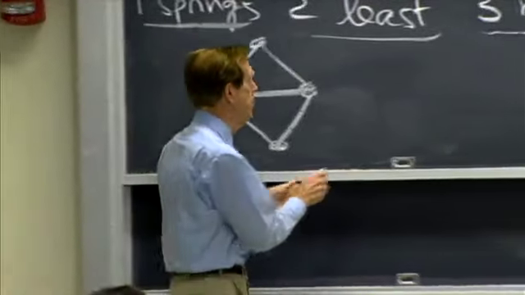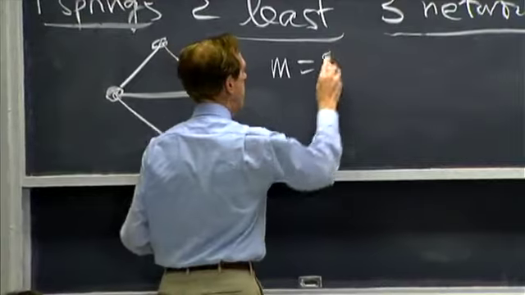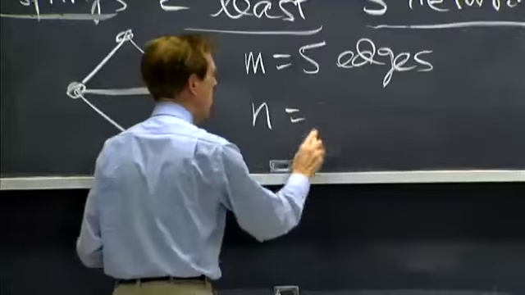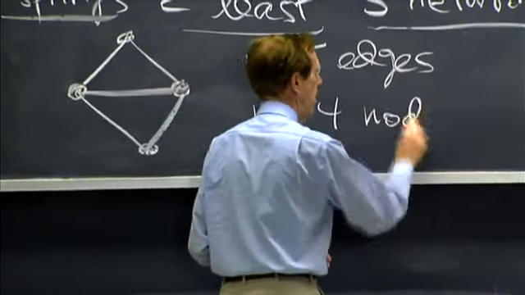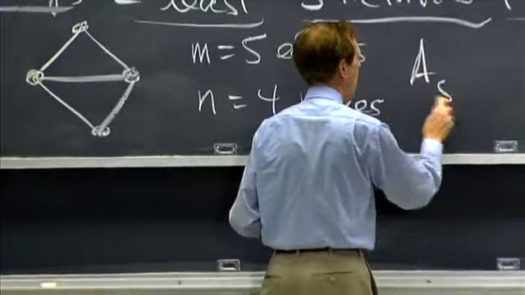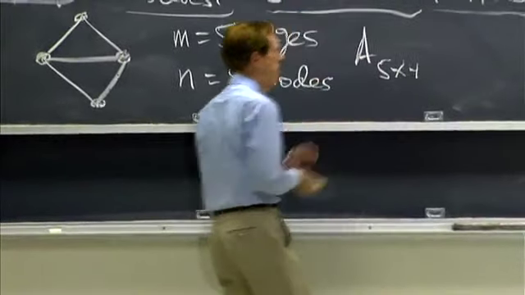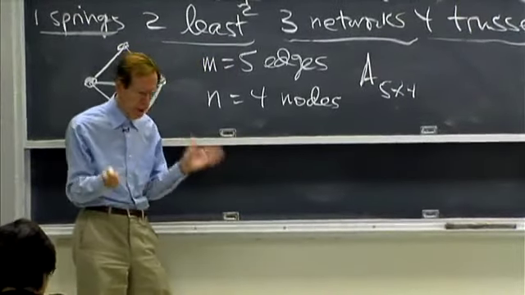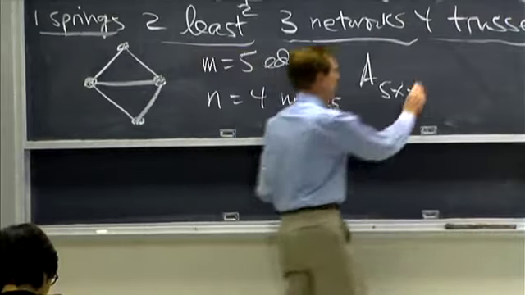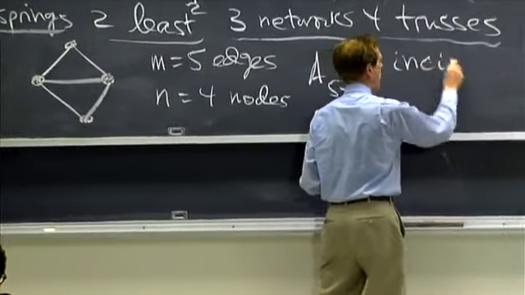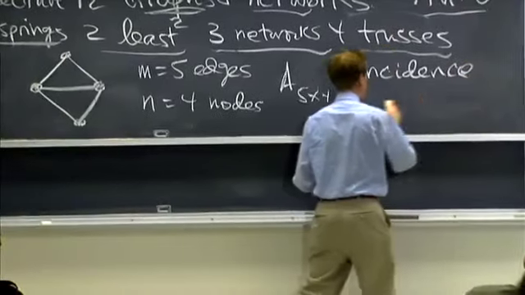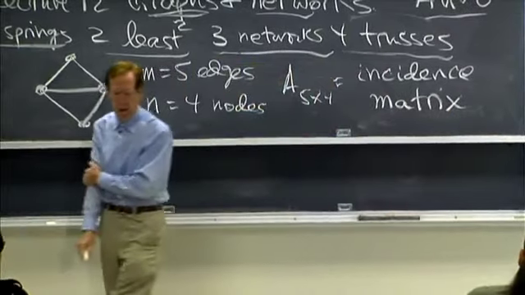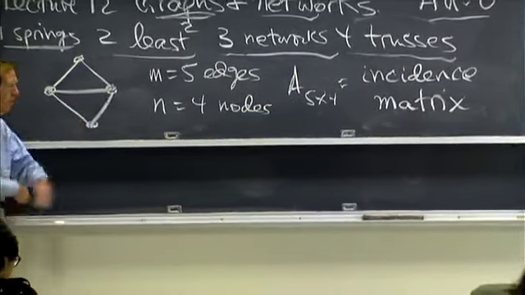Okay, and the number of edges is always m. So 5 edges. And the number of nodes is always n, 4 nodes. So A will be 5 by 4. Okay. And it's called, so we get a special name in this world, it's called the incidence matrix of the graph. The incidence matrix. Or, of course, these things come up so often they have other names too. But incidence matrix is a pretty general name.